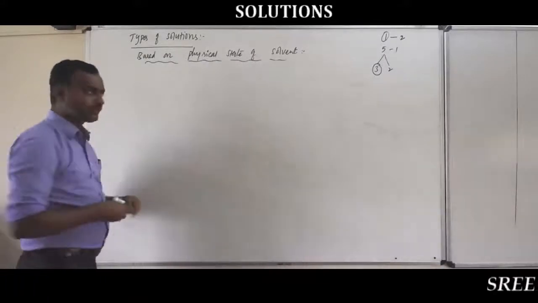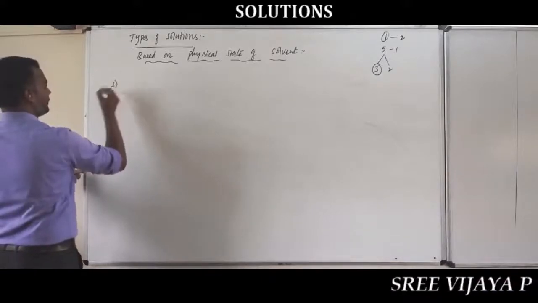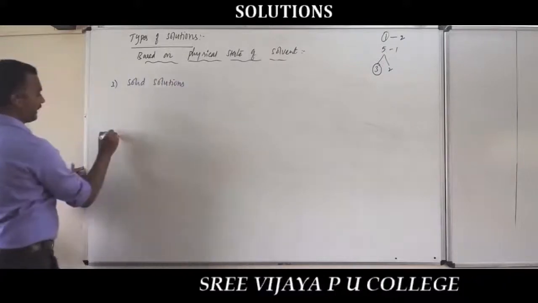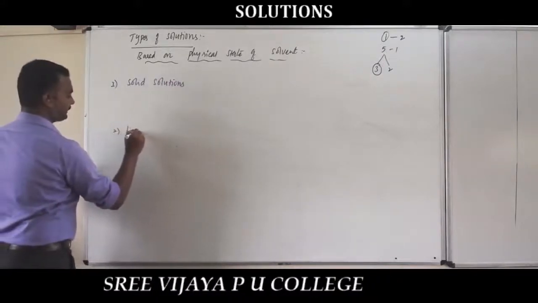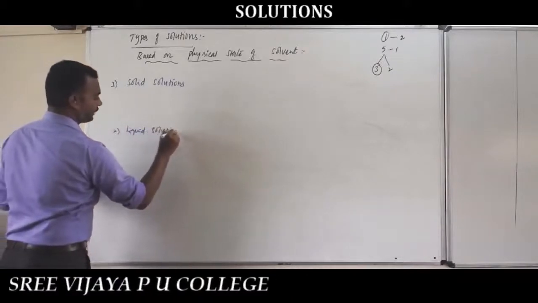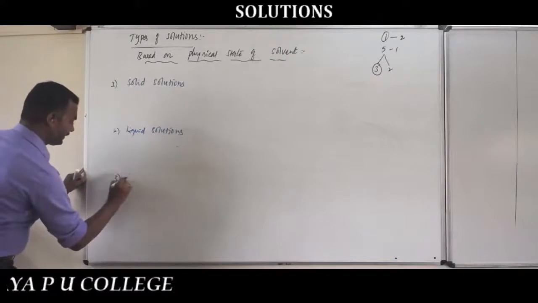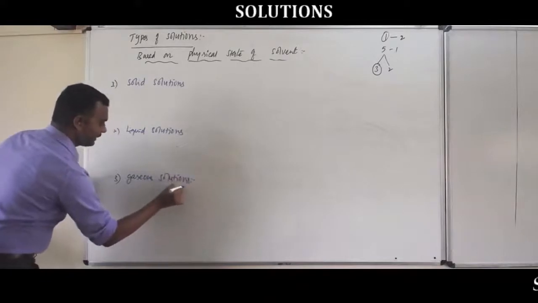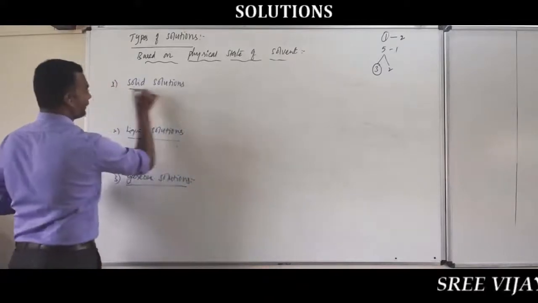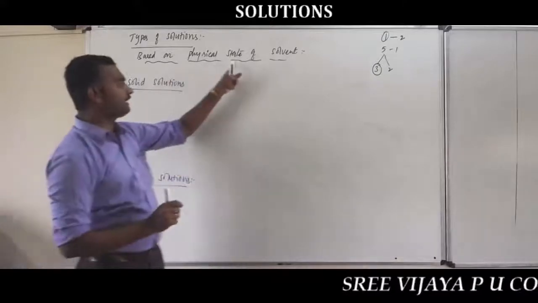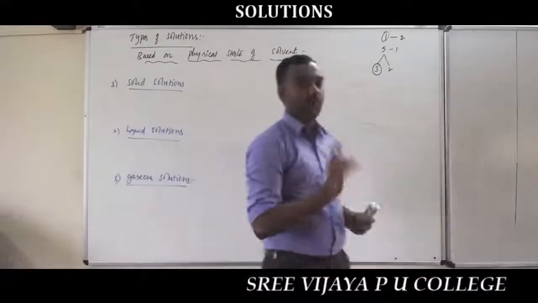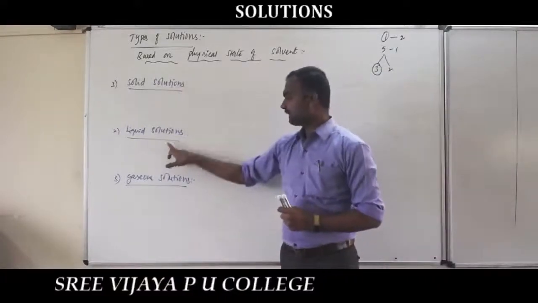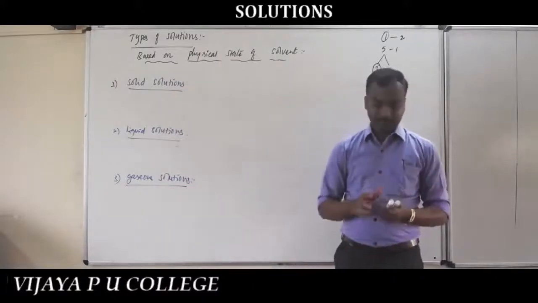So what are those 3 types? First one is solid solutions. The second one is liquid solutions. And the third one is gaseous solutions. So these are the 3 types of solutions that are classified based on the physical state of the solvent. Already I told that the solvent decides the physical state of the solution. So on this basis: solid solutions, liquid solutions and gaseous solutions. There are three types of solutions.